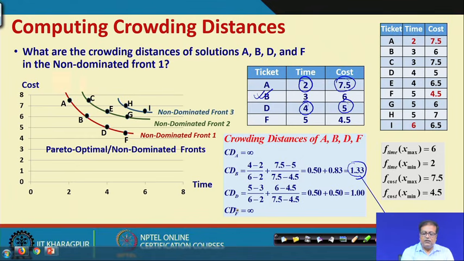And what is the crowding distance for D? For D, the neighbors are B and F. So, 5 minus 3 and 6 minus 4.5, divided by the extreme values. So, it becomes 1, is all right.